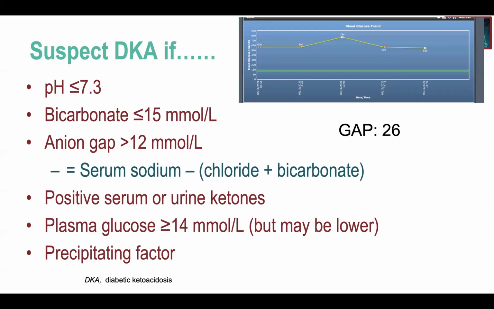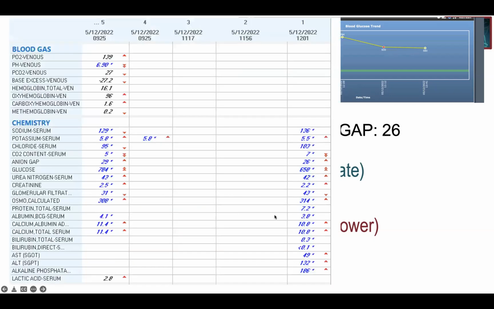Okay, probably has positive serum and urine ketones. We're not looking at those. That's really old fashioned. We don't do it much anymore. We don't really care. So it's very important for you to think about this and that he has a precipitating factor. Now here come his labs.